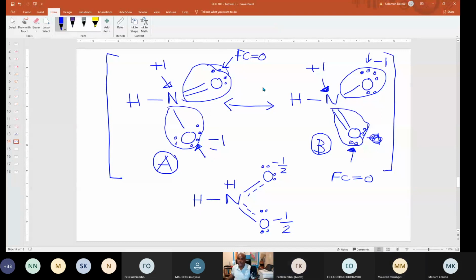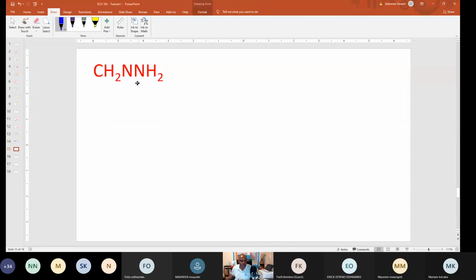Yes. So we go ahead and learn more about this, okay, with more and more examples. Okay? So now let me follow the series and let's look at this one, okay? The Lewis structure for CH2NNH2. What we know in this molecule.